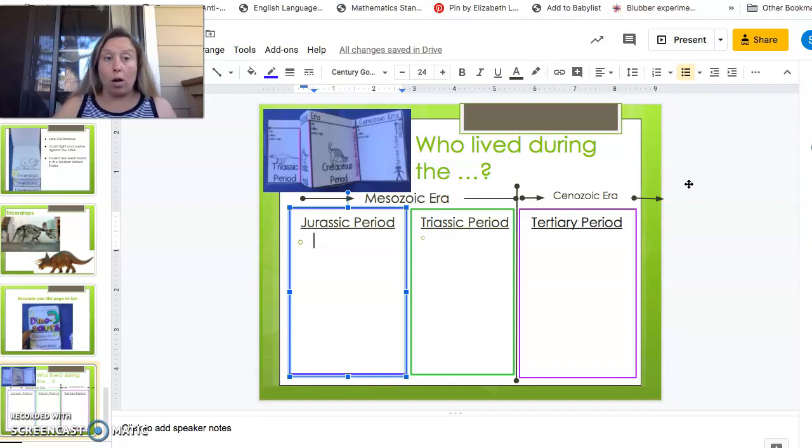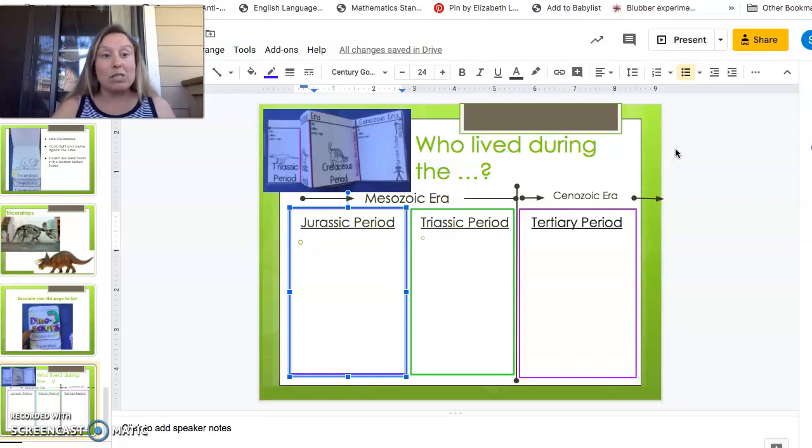So I'd like you to pause me now and take a moment to write down the animals that lived during the Cretaceous period. Go through your notes and write them right here, see that empty space on your timeline, and then we'll go over them together. Pause me now. Okay. So here are some dinosaurs that lived during the Cretaceous period.